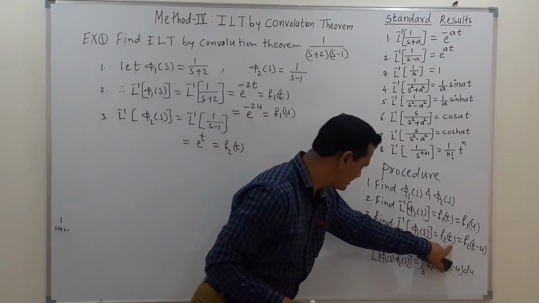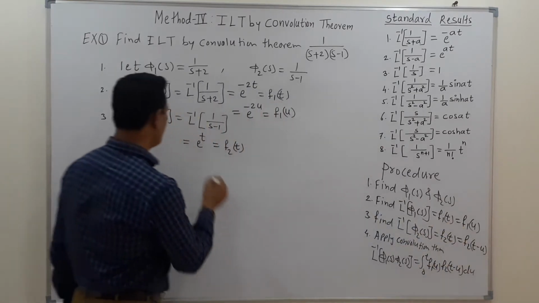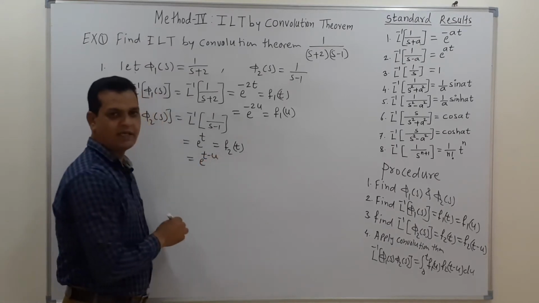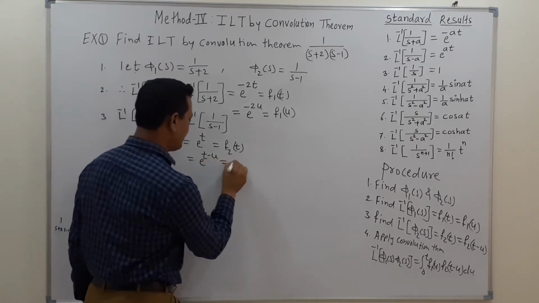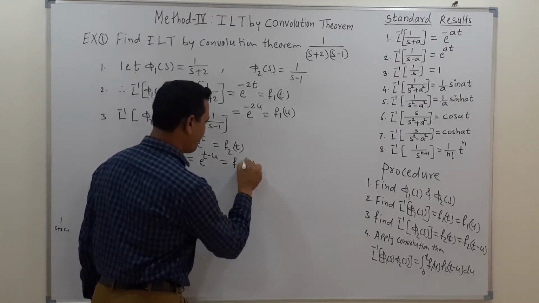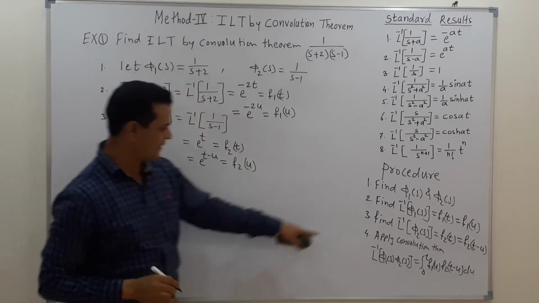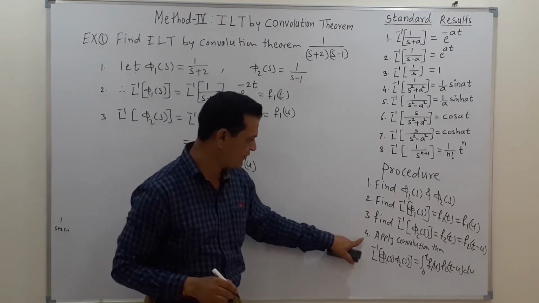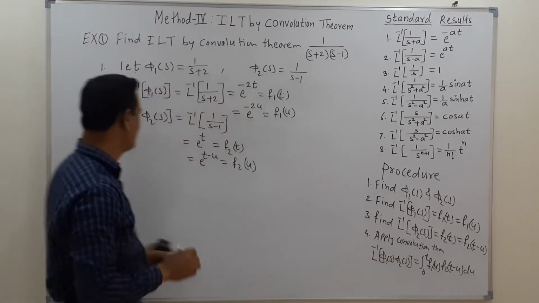Now replace this t by t minus u. So if we replace t by t minus u, we get e raised to t minus u, and this is the value of your f2 of t minus u. So in this way we will reach step number 3. Now step number 4 is apply the convolution theorem.